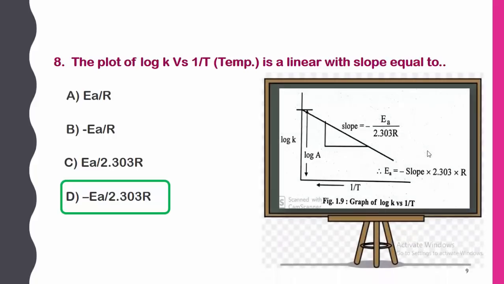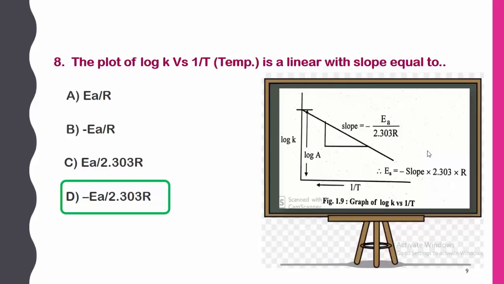Let me see here, where I directly put a graph of 1 upon T on the x axis and log K on the y axis. If you plot the graph of log K versus 1 upon T, you will get a straight line, that is a linear equation. What is the question asked? The question asks for the slope. What is meant by slope? Slope is equal to minus EA upon 2.303 R. You can see in the picture here the slope is already given. Slope is equal to minus EA upon 2.303 R.